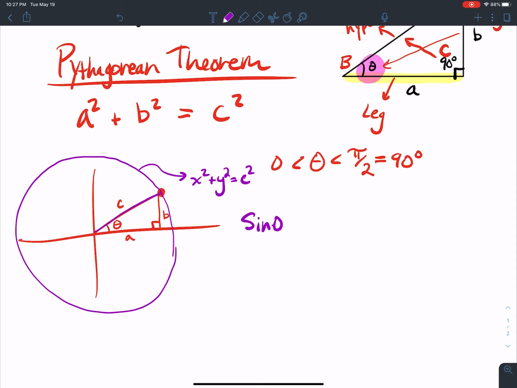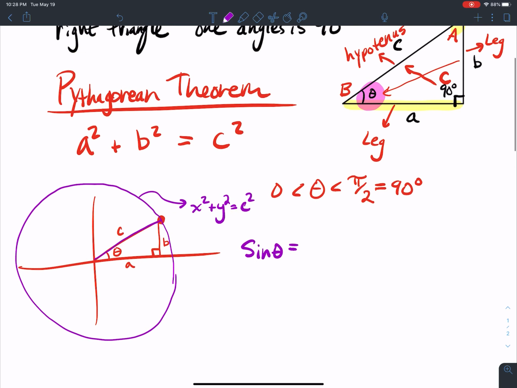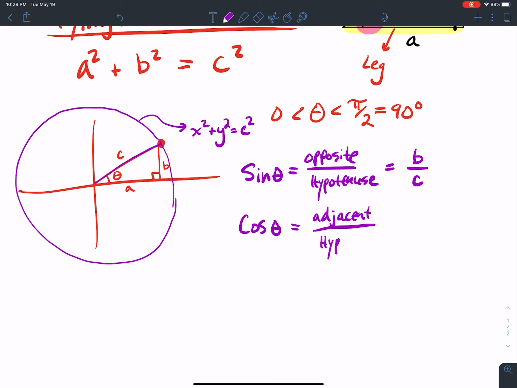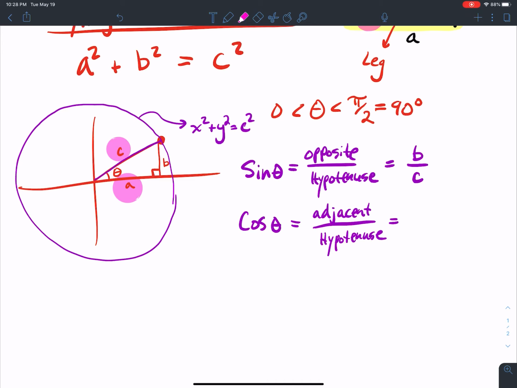The sine of theta is equal to opposite divided by hypotenuse, which in this case is b over c. Okay. Cosine theta is equal to adjacent divided by hypotenuse, a divided by c. And then the tangent of theta is equal to opposite over adjacent, which is opposite the angle divided by the adjacent to the angle. So b divided by a here.